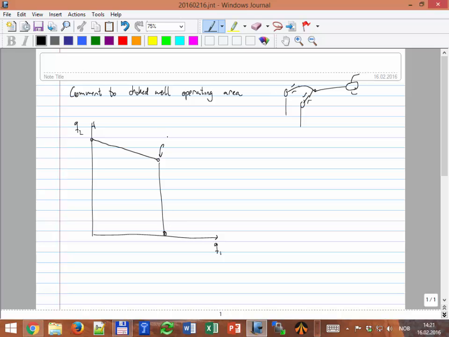The 2 chokes are open, and this is fully open choke 1, and choke 2 is closed, and this is fully open choke 2, fully open, and choke 1 closed. Okay.